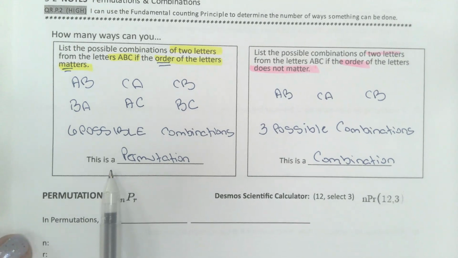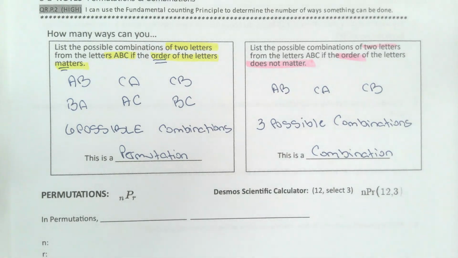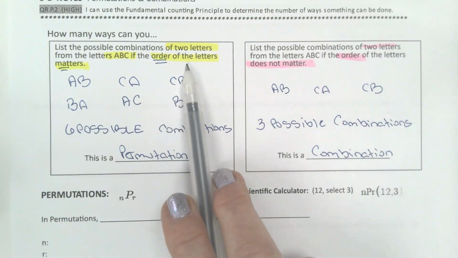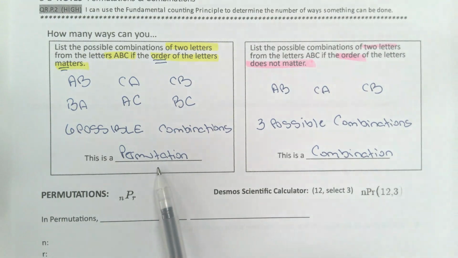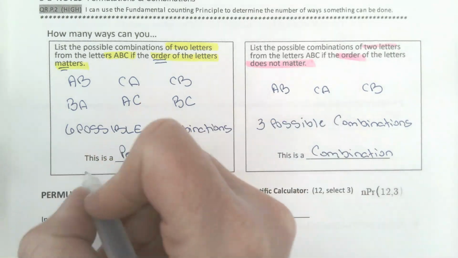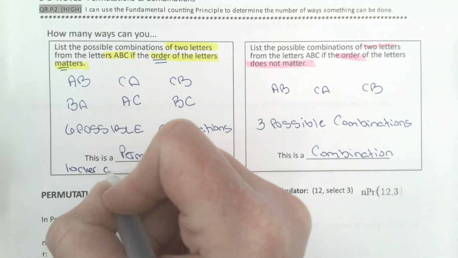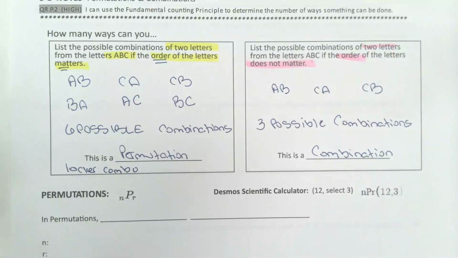All right, so let's say that you guys still used your lockers. And when you do your combination, if the combo was like 1, 10, 15, does the order matter in which you put in your locker combination? Okay, so when the order matters, your locker combo is actually a permutation.